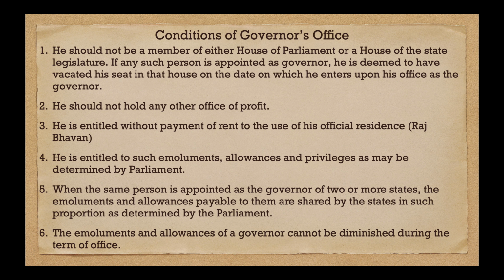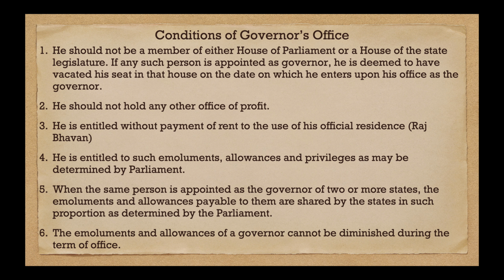Conditions of governor's office. 1. He should not be a member of either House of Parliament or a House of the state legislature. If any such person is appointed as governor, he is deemed to have vacated his seat in that house on the date on which he enters upon his office as the governor.